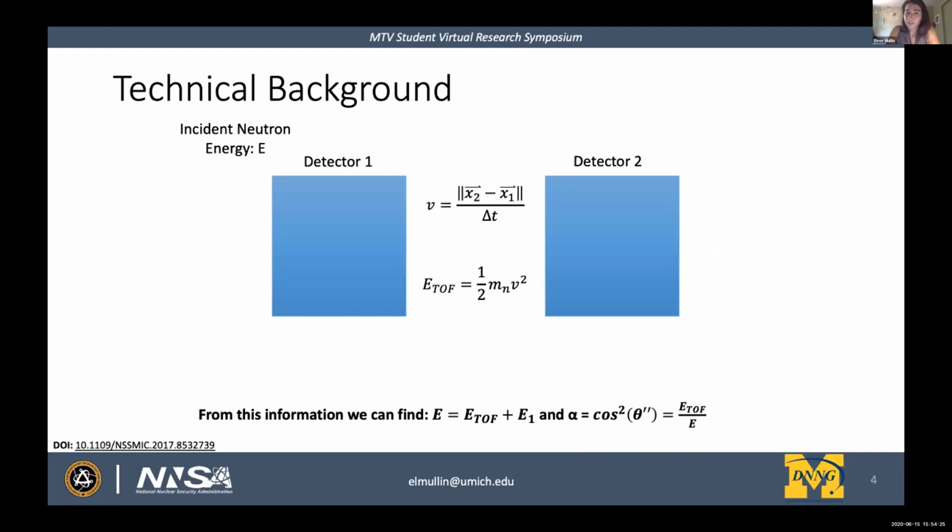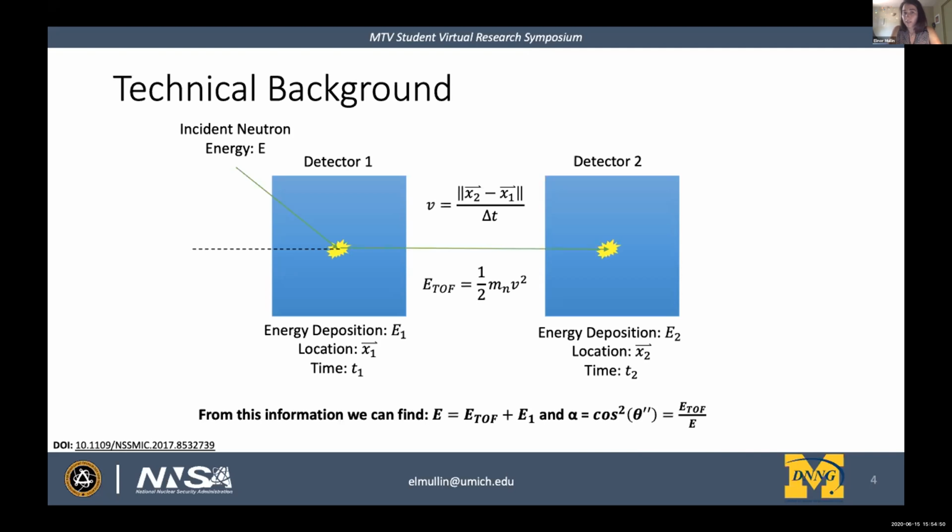So how does a neutron scatter camera work? We have, let's say, a neutron with energy E coming in and interacting with one of our detectors. In our case, this would be one of our still beam cubes. So the neutron comes in, interacts in detector 1, and we can measure the energy deposition, the location of interaction, and the time of interaction in this detector. Then let's say it has a double scatter, so it scatters in our second still beam cube. We get the energy deposition, the location of interaction, and the time of interaction in this second detector.